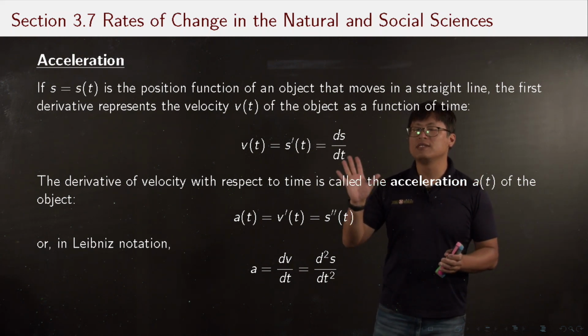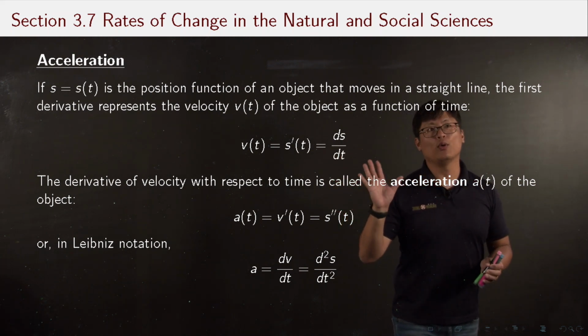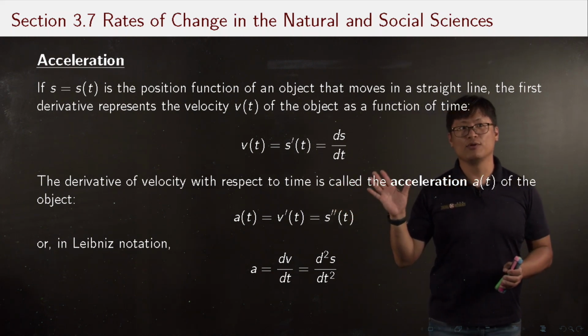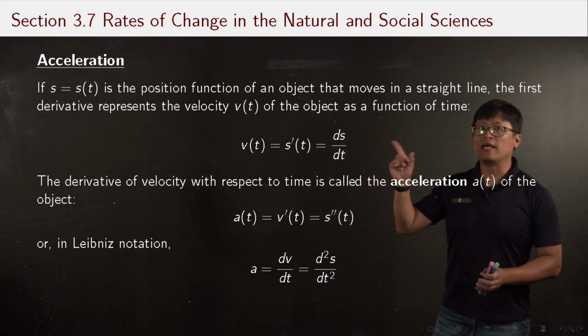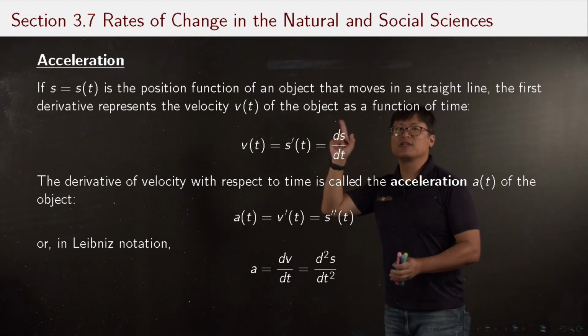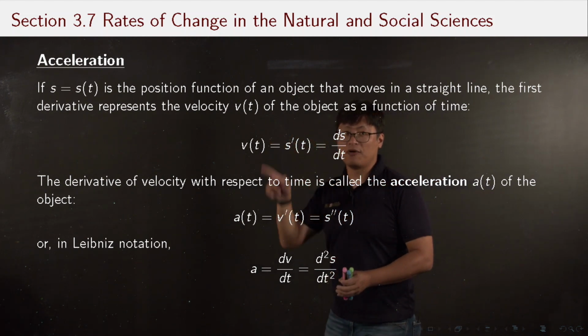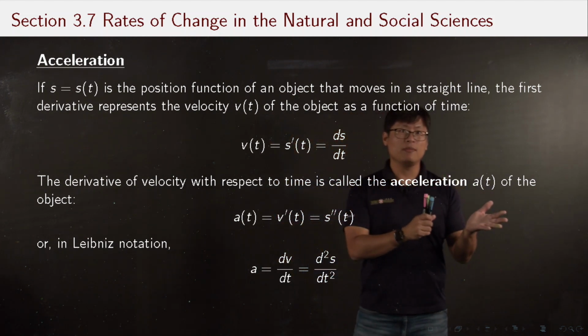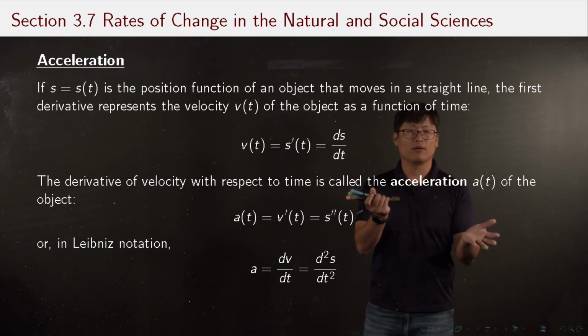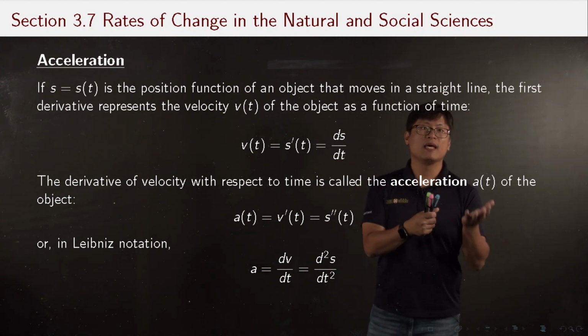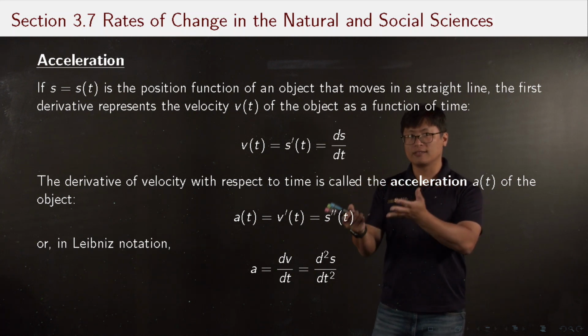Well, good news is this is not something new. You know all these things from your high school physics course already, okay? So let's say a function s is given as the position function, then s prime is the velocity function v, okay? And what is v prime, which is s double prime? It is acceleration.